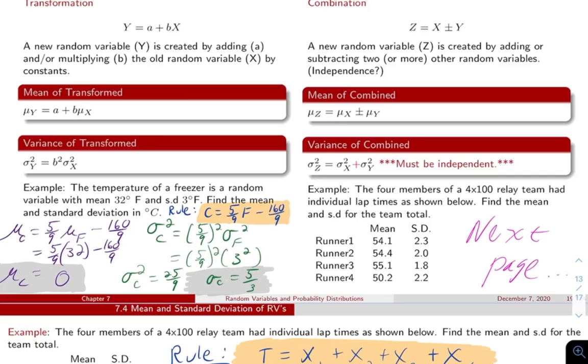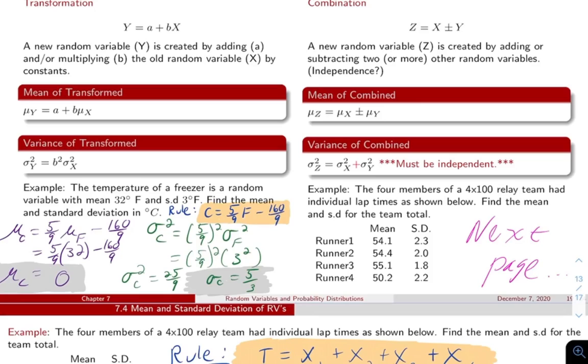And a great example of that is converting something from Fahrenheit to Celsius or Celsius to Fahrenheit. Here's a rule. If I have a temperature in Fahrenheit, I multiply by 5/9 and I subtract 160 over 9, and that gives me Celsius. Since that's the rule, if I have a random variable measured in Fahrenheit, and if I know the mean of that random variable measured in Fahrenheit, I can take that mean, plug it into the rule, and figure out the mean for the random variable in Celsius.